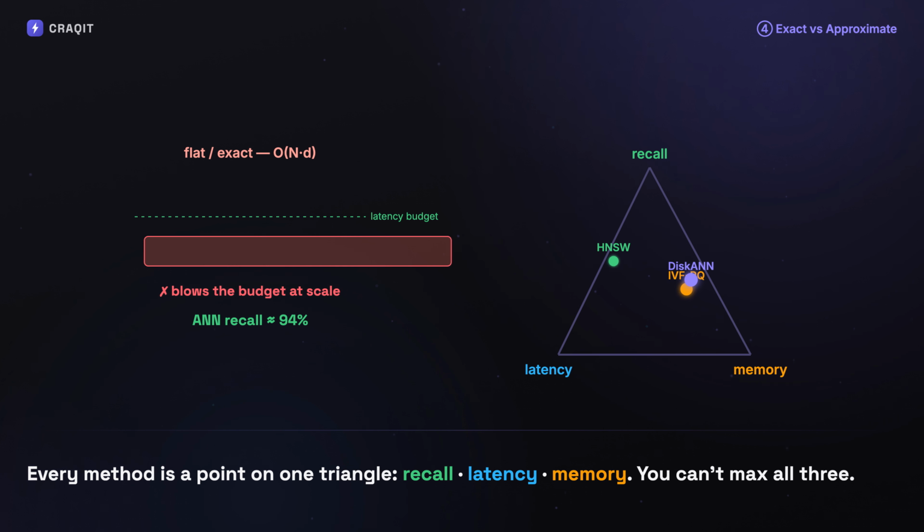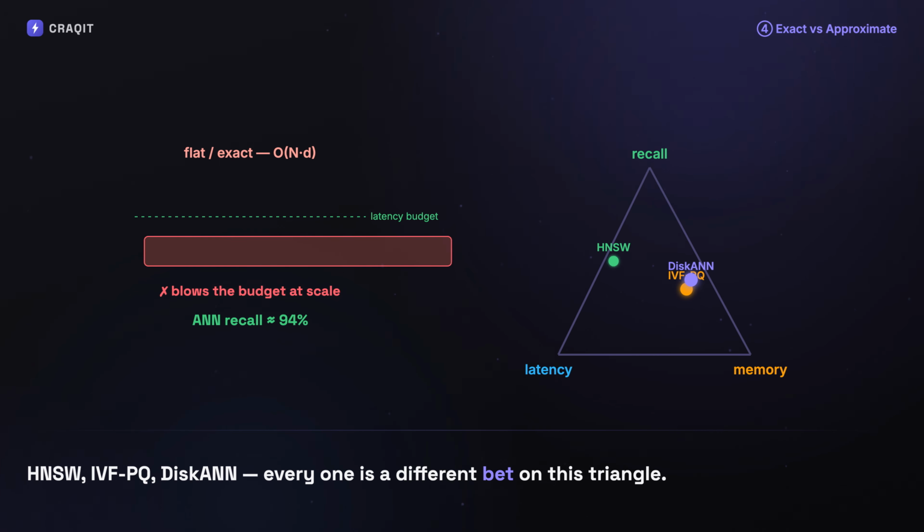HNSW, IVF, product quantization, DiskANN. Every one of them is just a different bet on that triangle. Keep the triangle in your head, and the entire field organizes itself.